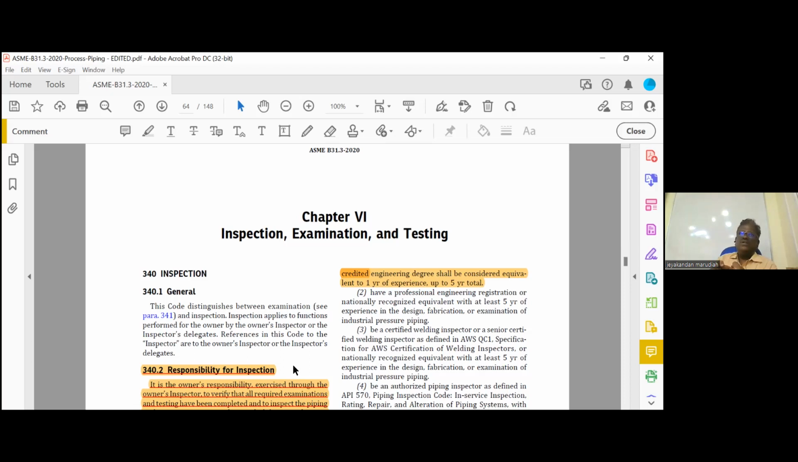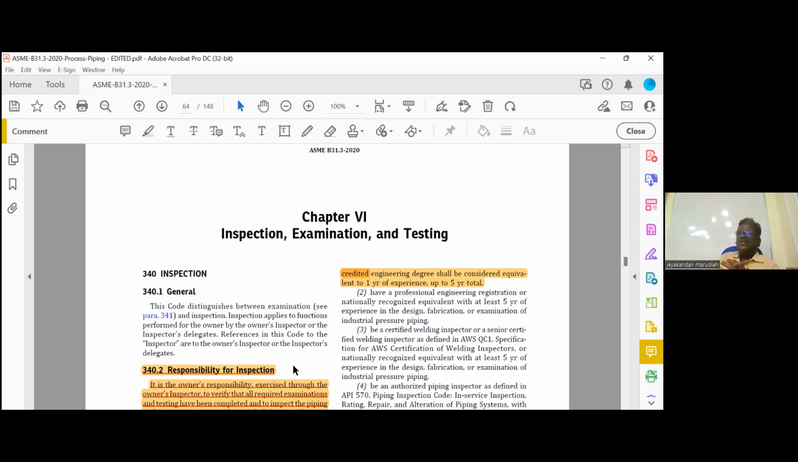Closed book question. What are the category D NDT requirements? 100% visual, no radiograph. Category M and normal fluid, 5% visual, 5% radiograph. Severe cyclic, 100% visual, 100% radiograph. These are all closed book questions. Then radiography acceptance criteria is given, which is an open book question, a little bit tough. That one we will interpret. It will be a little bit tough.